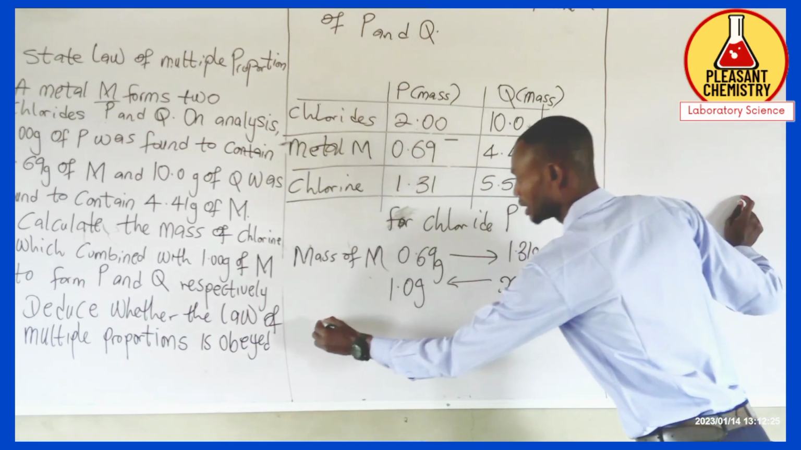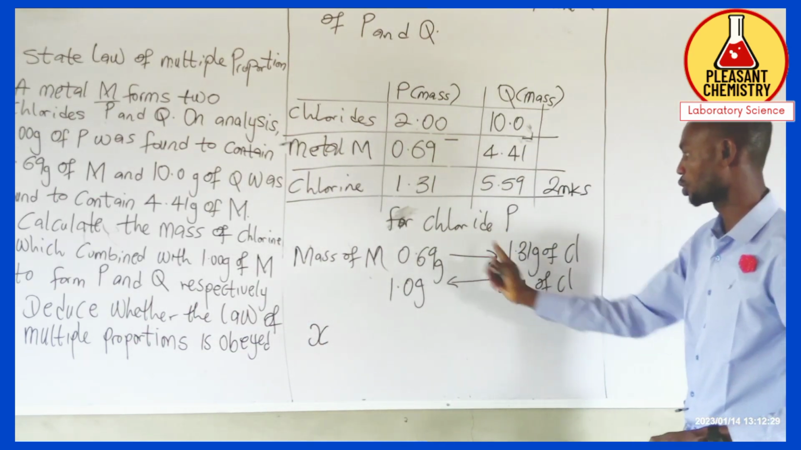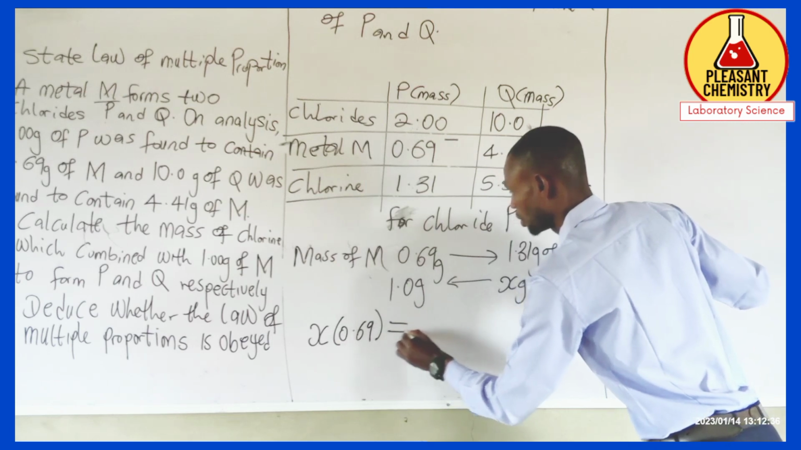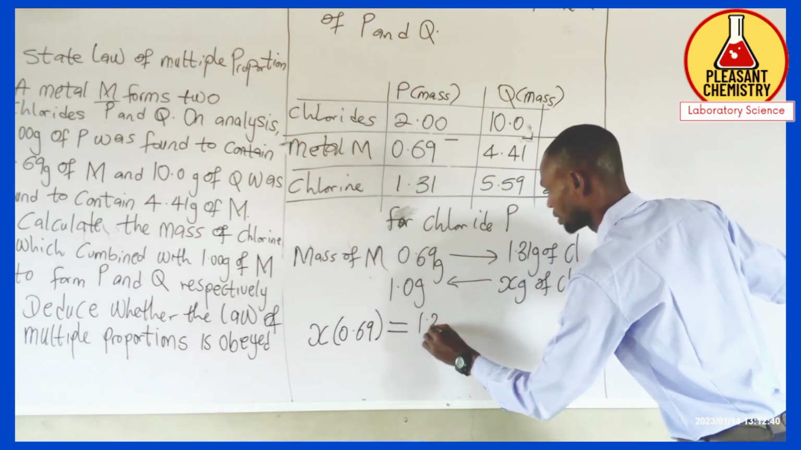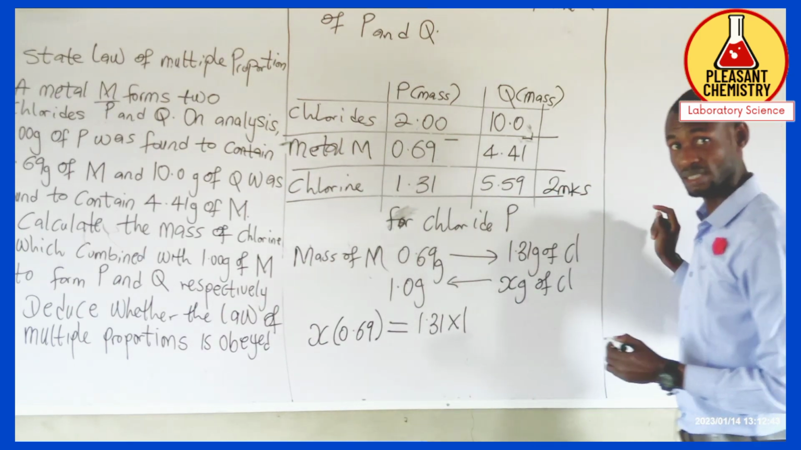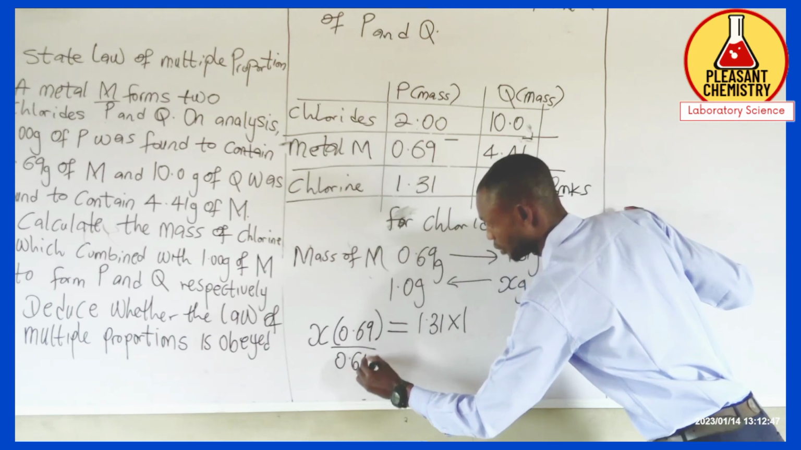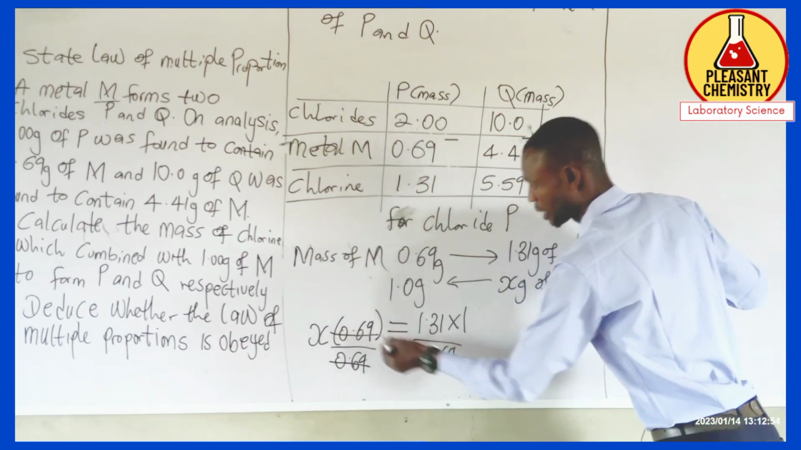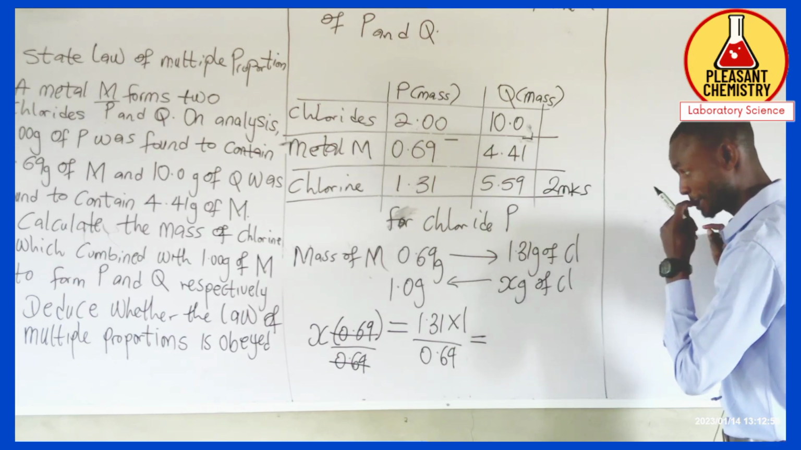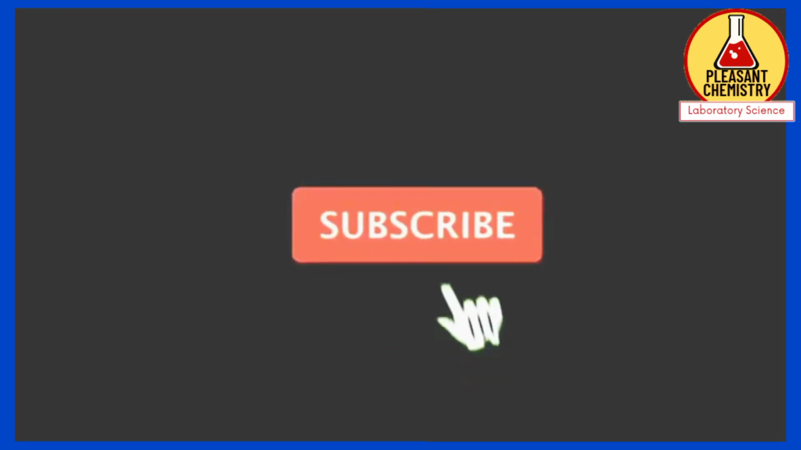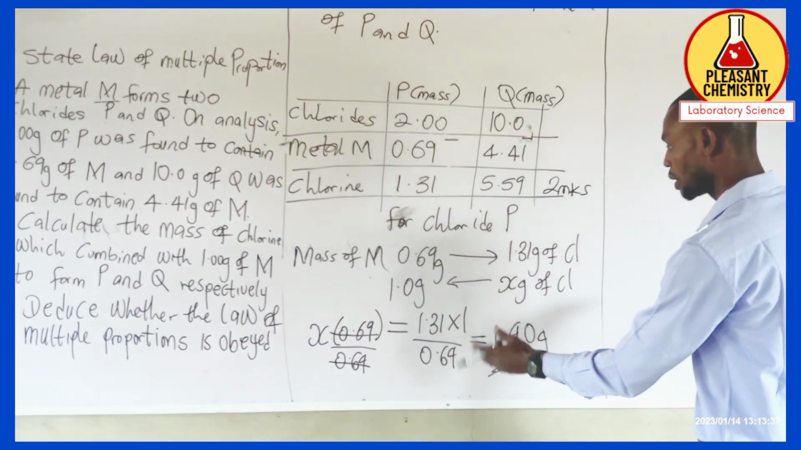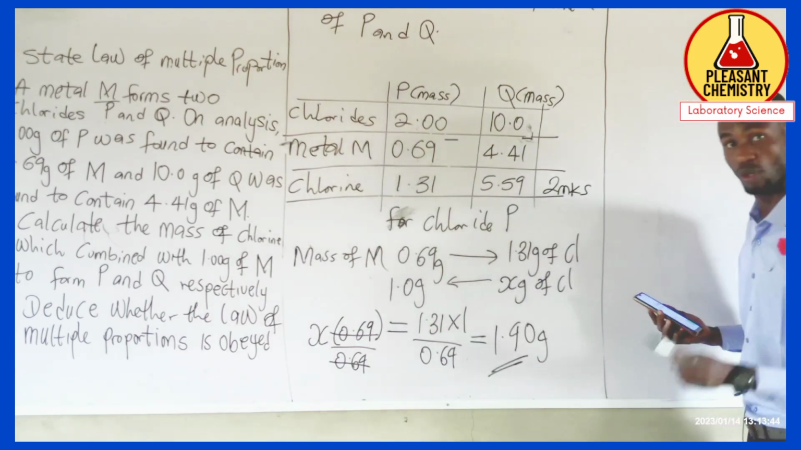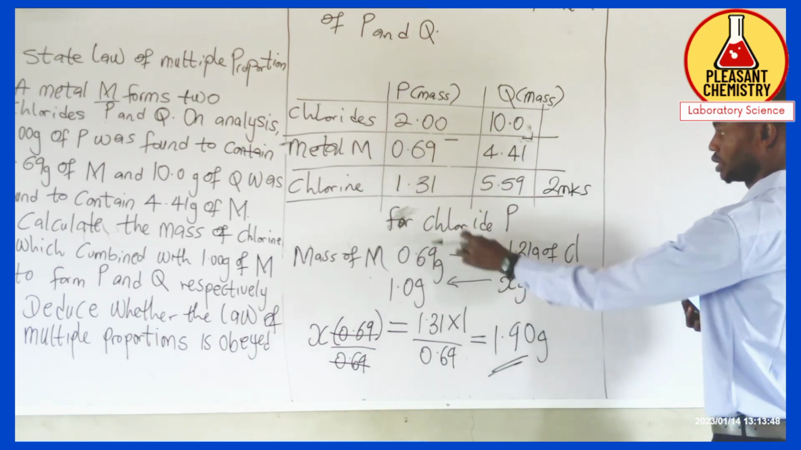So the next thing is that we are going to make X the subject of the formula. And by doing so, we just cross multiply: X multiplied by 0.69 is equal to 1.31 multiplied by 1. So the next thing we are going to do there is to divide both sides by 0.69 so that X can stand alone. We cross multiply like this. So if we do our calculation very well, the mass of chlorine that will combine with 1.0 gram of N is now 1.90 gram for the first chloride.